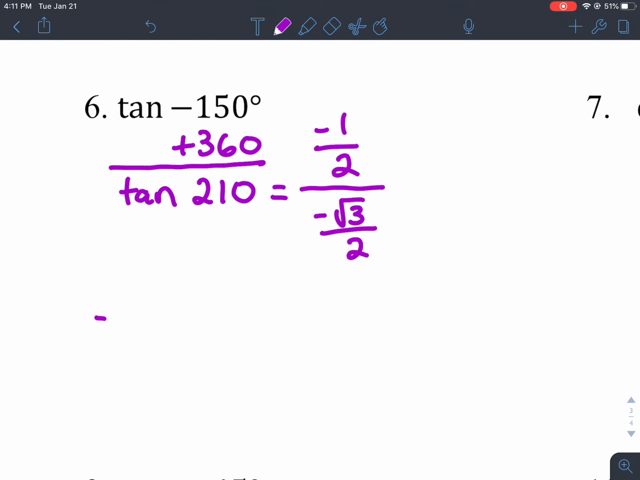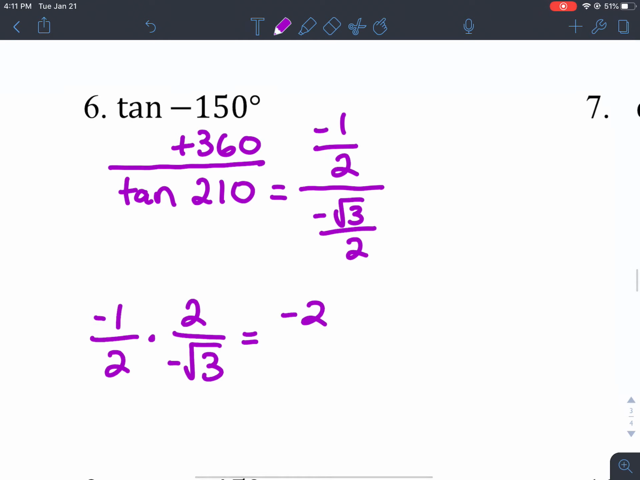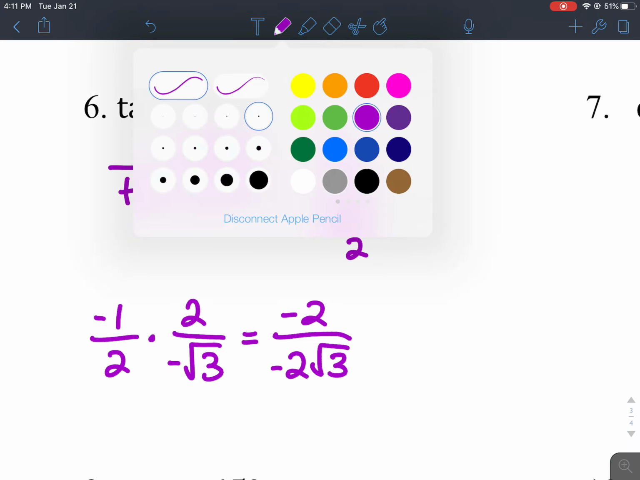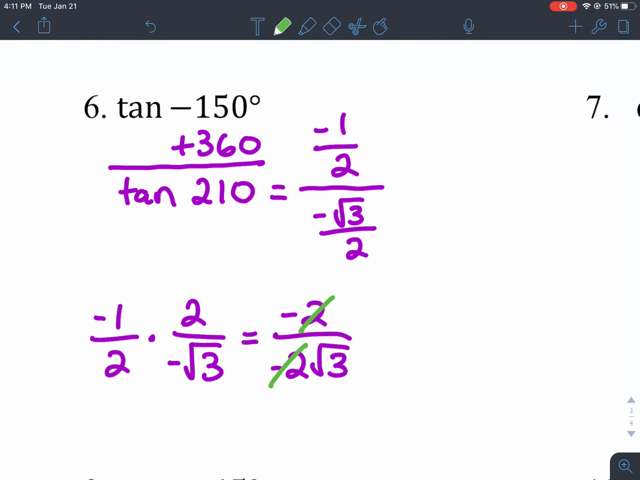When we divide by a fraction, we discussed how that's the same as multiplying by the reciprocal. So I'm going to take the negative 1/2 that was on the top of the fraction, keep it. I'm going to take the negative root 3 over 2 and flip it, take the reciprocal, and then multiply these two things. As I multiply across the top, negative 1 times 2 is negative 2. As I multiply across the bottom, 2 times negative root 3 is negative 2 root 3. We can see that we have a negative 2 on top and on bottom, so those cancel out, and I'm left with 1 over root 3.